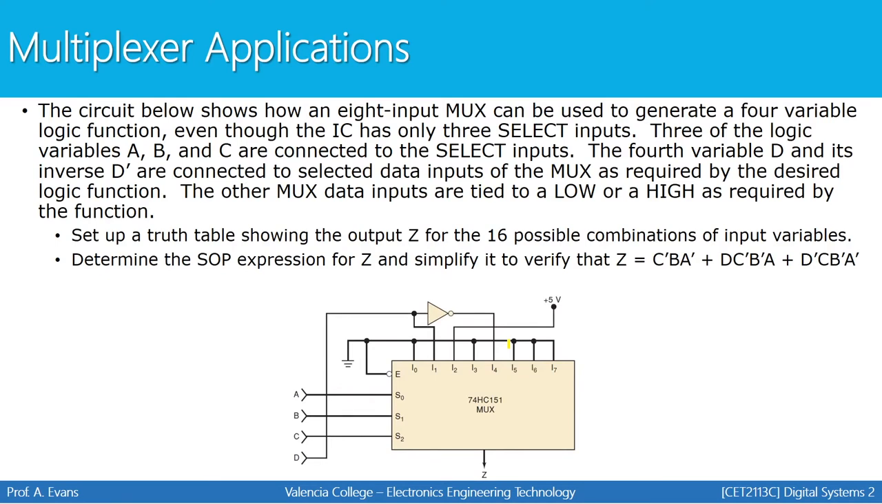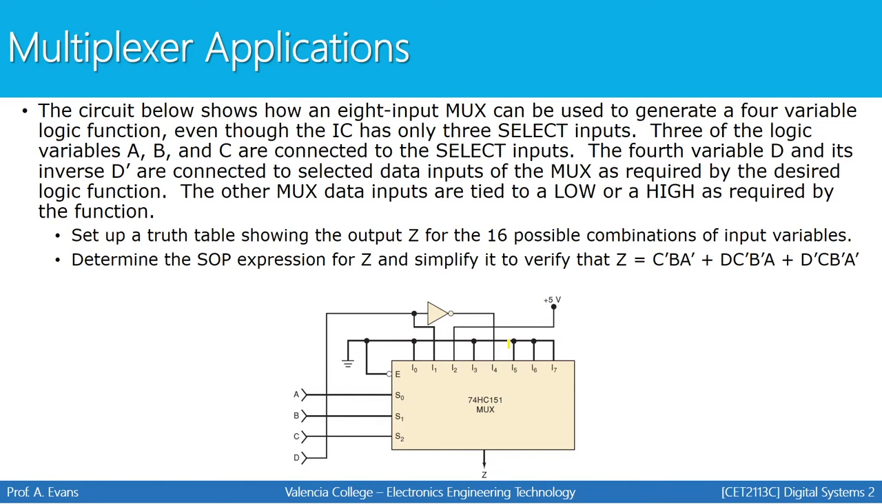Here's another application. The circuit below shows an 8-input MUX can be used to generate a 4-variable logic function, even though the IC only has 3 select inputs. In the previous example, we had three select inputs. We had enough inputs to generate the output that we wanted. Now we have a four input variable logic function and only three select inputs.